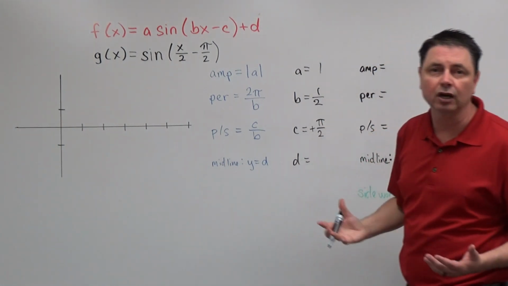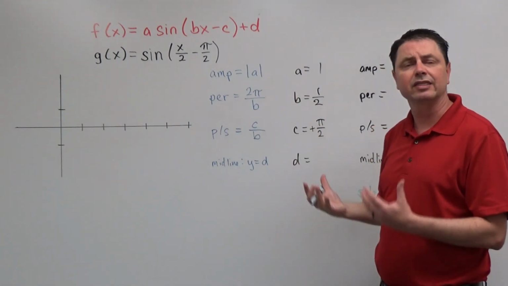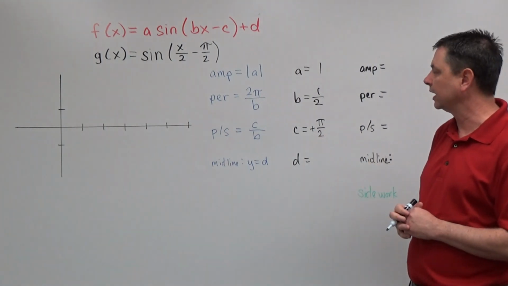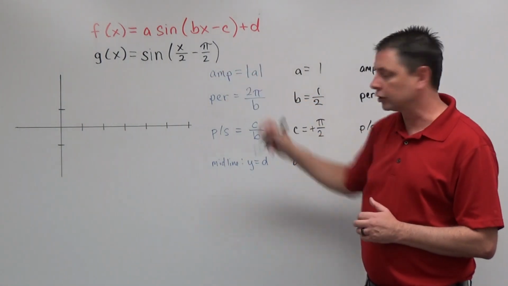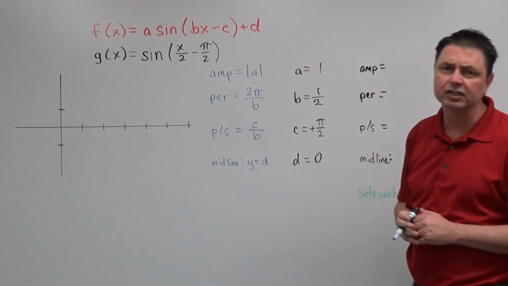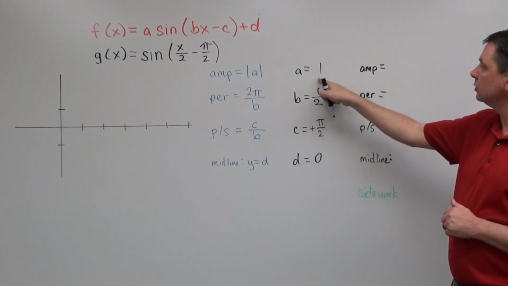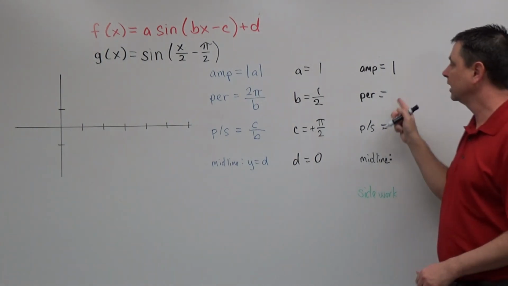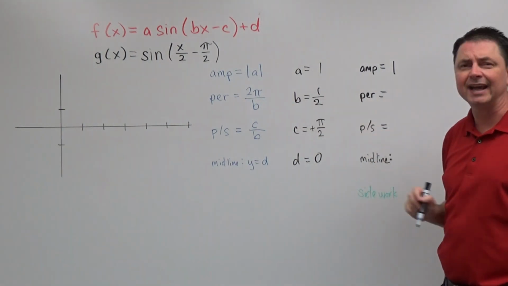This kind of ties back to other functions that we've looked at. Inside the parentheses, we tend to think opposite for our value. So c is positive pi over 2. And then d, there's nothing being added or subtracted. So d is 0. We make our calculations. Amplitude is absolute value of 1, which is 1. Period is 2 pi divided by 1/2.